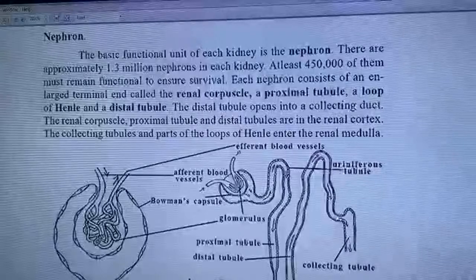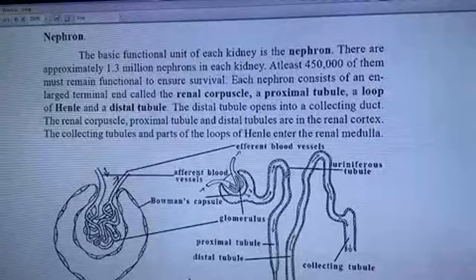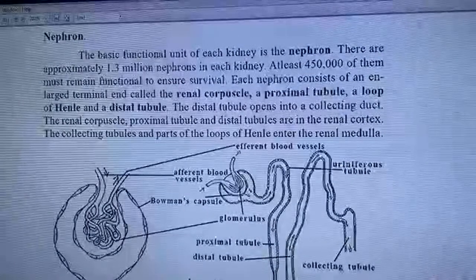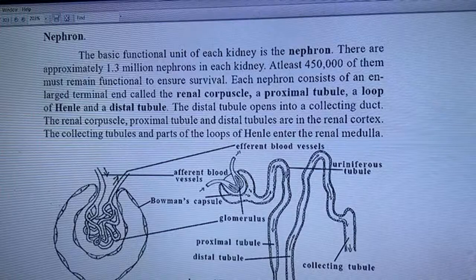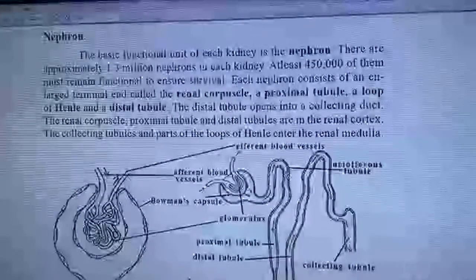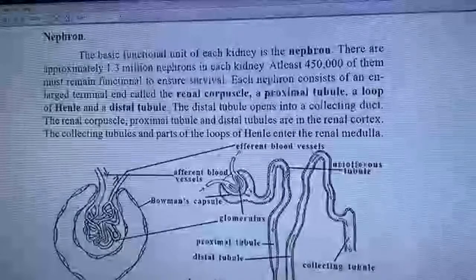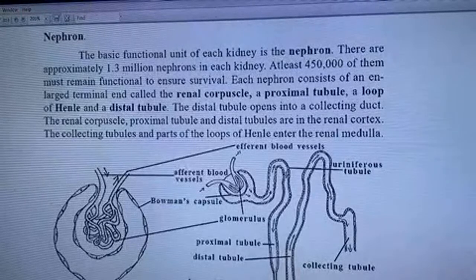The basic functional unit of each kidney is the nephron. There are approximately 1.3 million nephrons in each kidney. At least 4 lakh of them must remain functional to ensure survival. Each nephron consists of an enlarged terminal end called the renal corpuscle, a proximal tubule, a loop of Henle, and a distal tubule. The distal tubule opens into the collecting tubule. The renal corpuscle, proximal tubule, and distal tubules are in the renal cortex. The collecting tubules and parts of the loops of Henle enter the renal medulla.